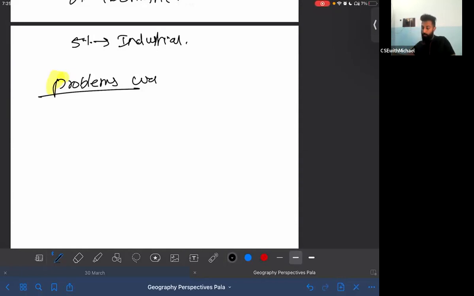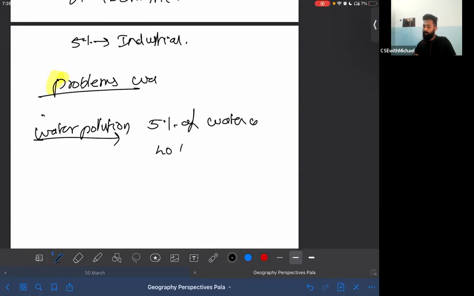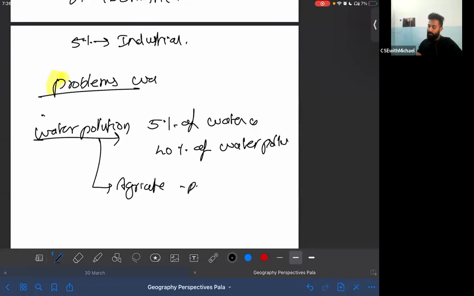Another important issue is water pollution. Industry, which accounts for 5% of water use, is contributing to about 40% of water pollution. So that is another major issue that needs to be controlled. Again, disproportionate influence of industry. Agriculture will also contribute to pollution through pesticides, fertilizer, eutrophication, all these issues.